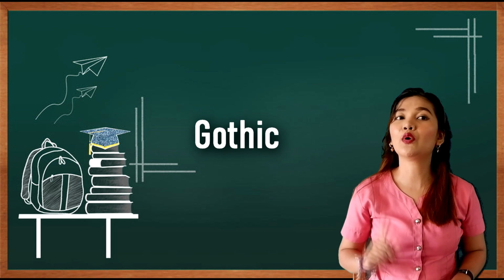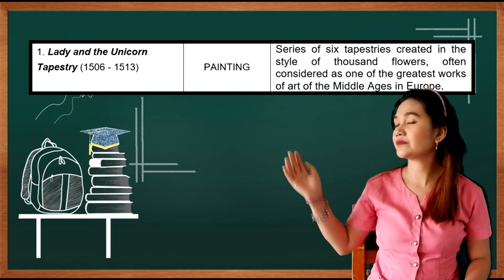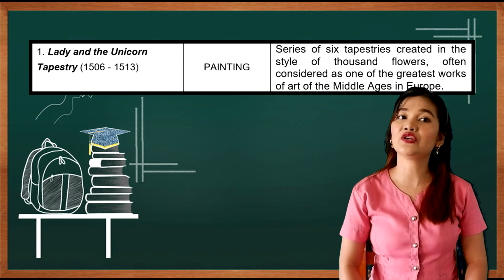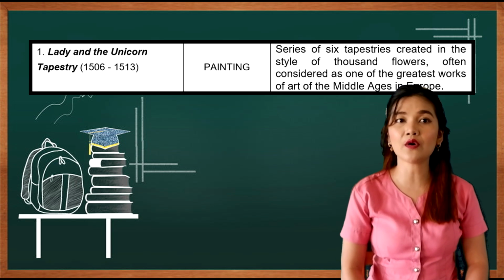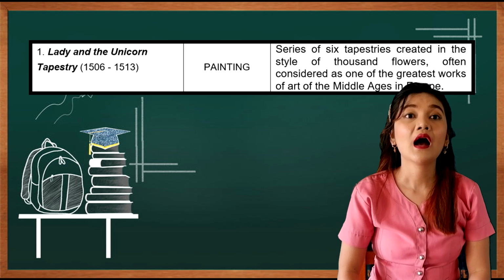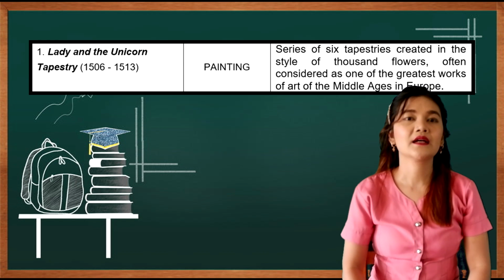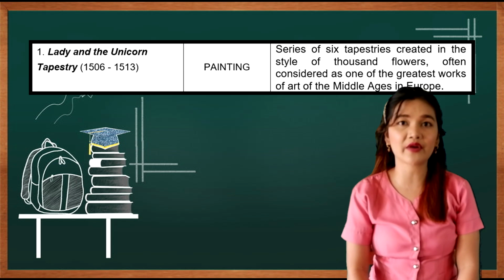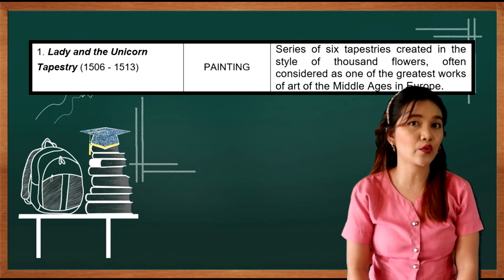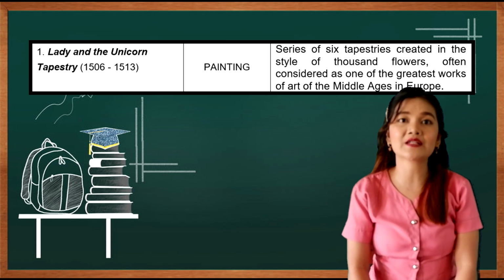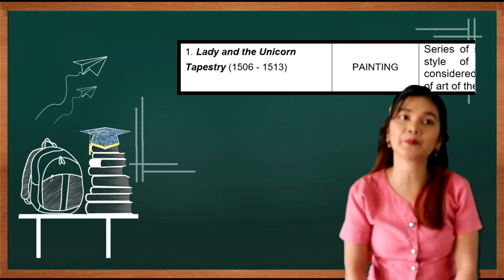Gothic. Number 1. Lady and the Unicorn Tapestry, 1506 to 1513. Art form, painting. Series of 6 tapestries created in the style of Thousand Flowers, often considered as one of the greatest works of art of the Middle Ages in Europe.